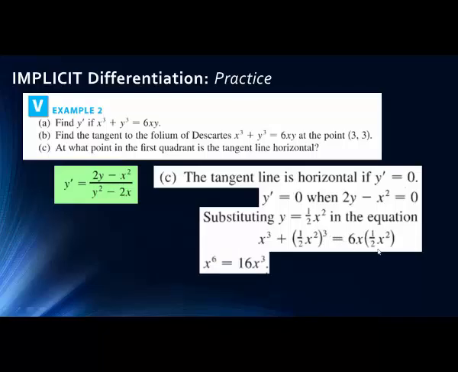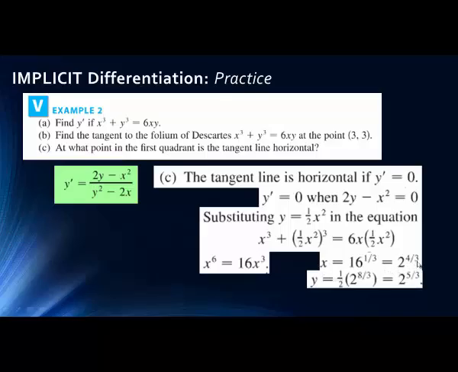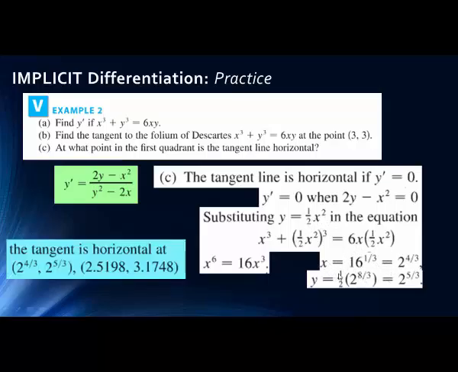Now it's just algebra, and we solve algebraically for x, and we get x to the 6 equals 16x cubed, or x equals 2 to the 4/3. If we plug this into 1/2 x squared, we get 1/2 times 2 to the 8/3. If x is 2 to the 4/3, then y is 2 to the 5/3 by plugging it into this equation. Okay? Now you might ask why they left it that way, and I'm okay if you made this into a decimal and then plugged it into 1/2 x squared. That's fine. That's very fine. So the horizontal tangent is at 2 to the 4/3, comma 2 to the 5/3.